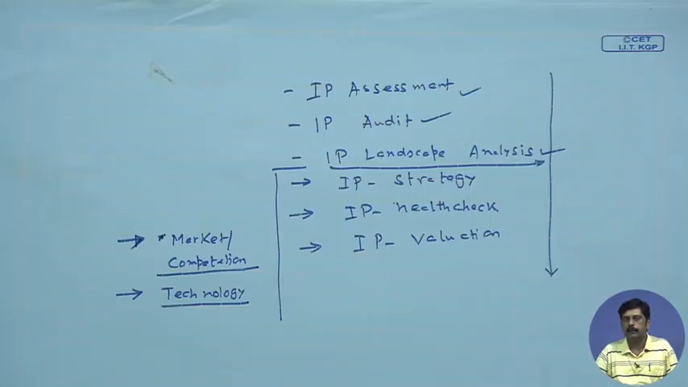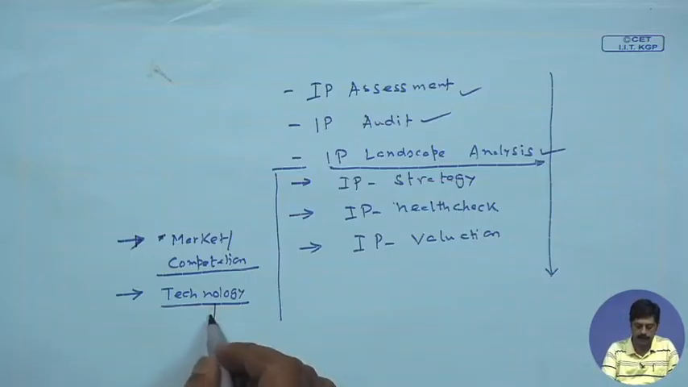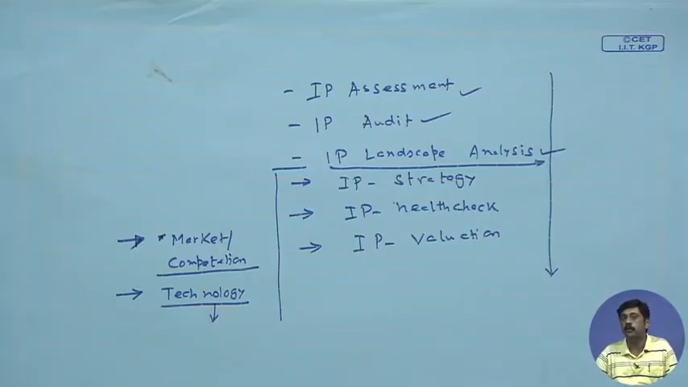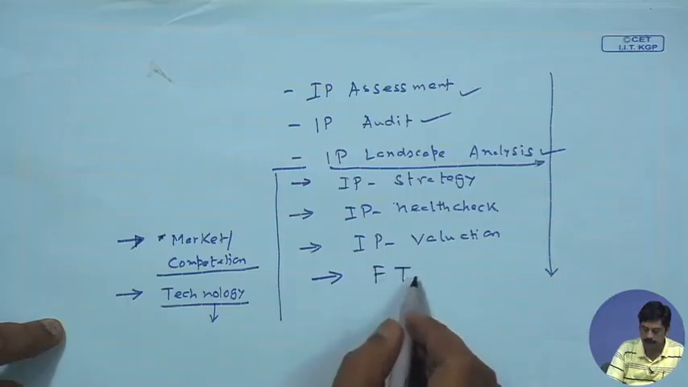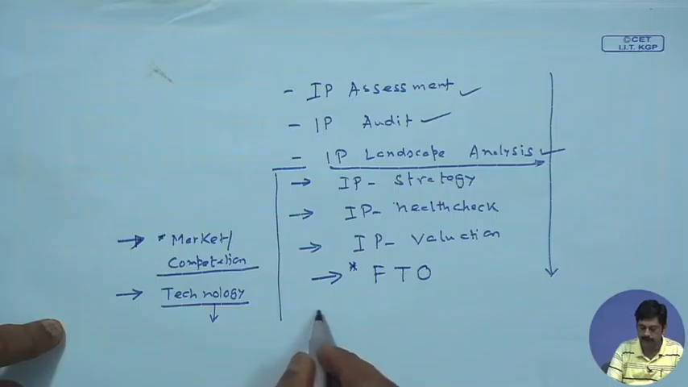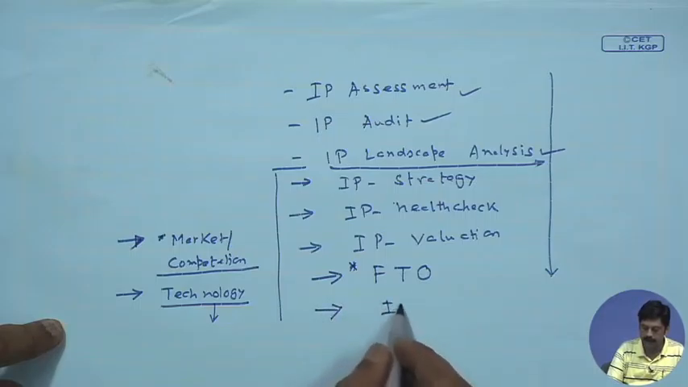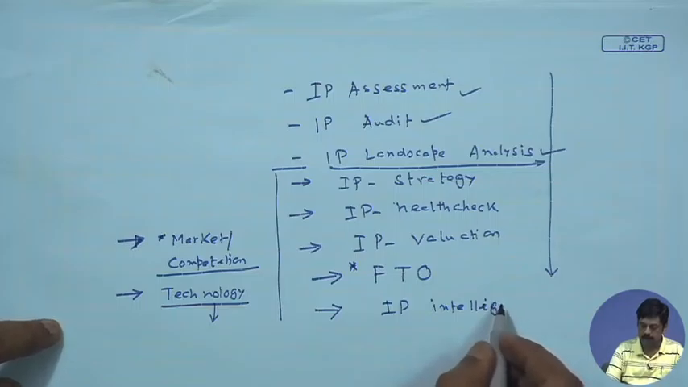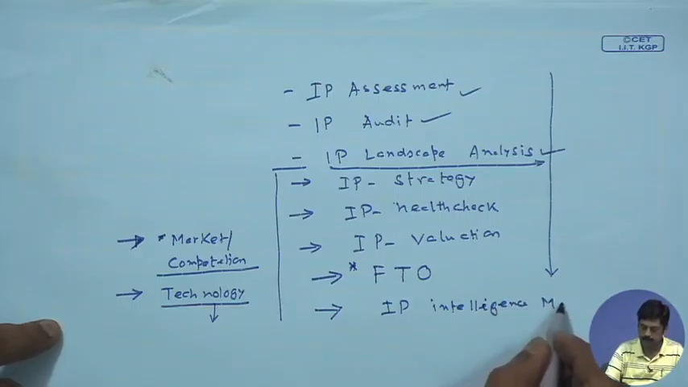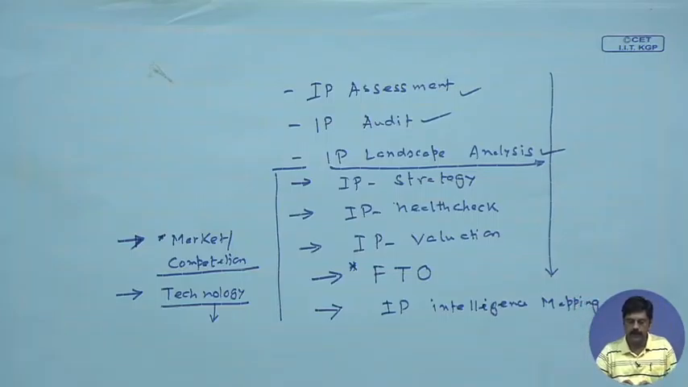and also another part, the technology. In respect of technology assessment, you evaluate whether your technology is superior to those competitors or not, and what aspects of your technology offer some advantage or diversification compared to the others. So landscape analysis also helps you in that regard. There is also another term, sometimes called freedom to operate search, within the purview of landscape specifically. Then sometimes it is called patent intelligence mapping, IP intelligence mapping. Those are the different parts in the purview of IP management.